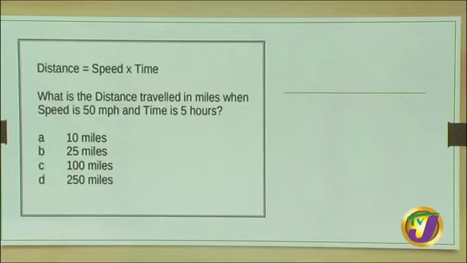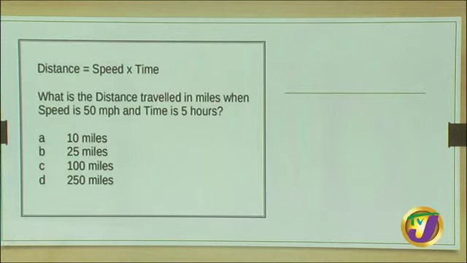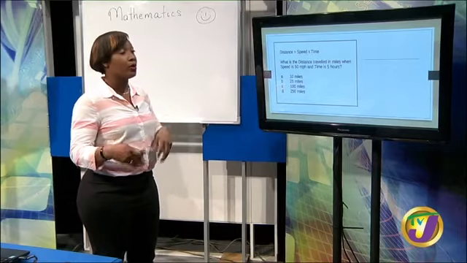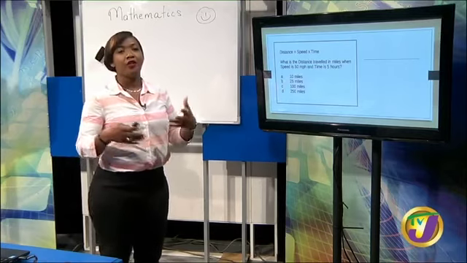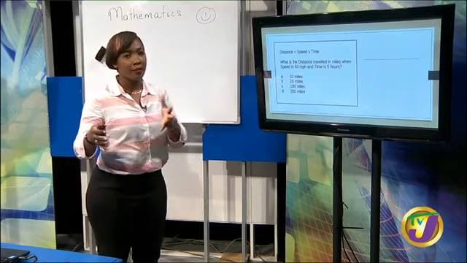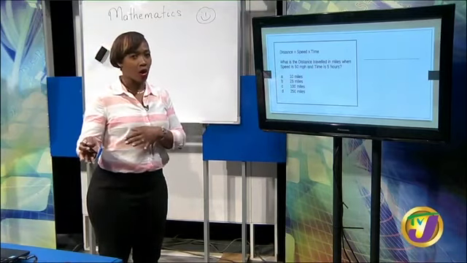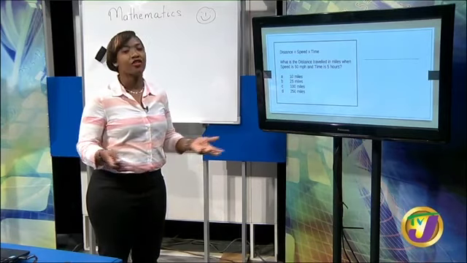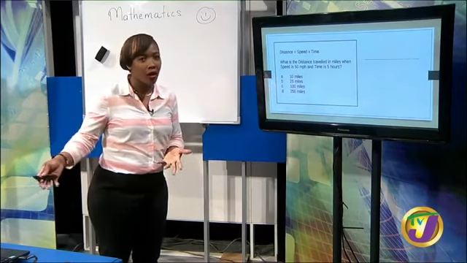Next question. Distance equals speed multiplied by time. What is the distance traveled in miles when speed is 50 miles per hour and the time is 5 hours? Now, we say this all the time, but we don't really pay attention to it. If you are traveling 50 miles per hour, what does that mean? You're traveling 50 miles every hour.